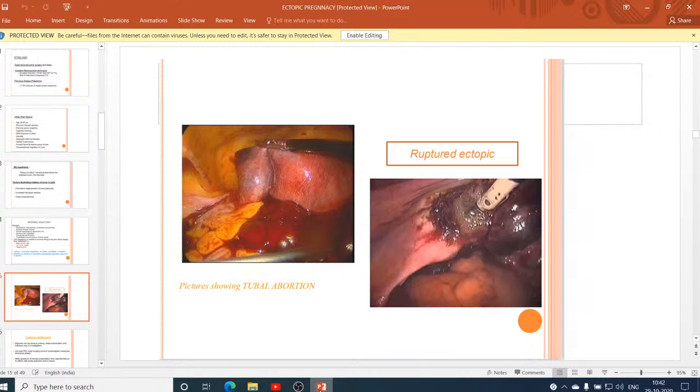So the diagram is showing a ruptured ectopic. It looks like this. The tube will be ruptured, so blood will be there, active blood will be there.